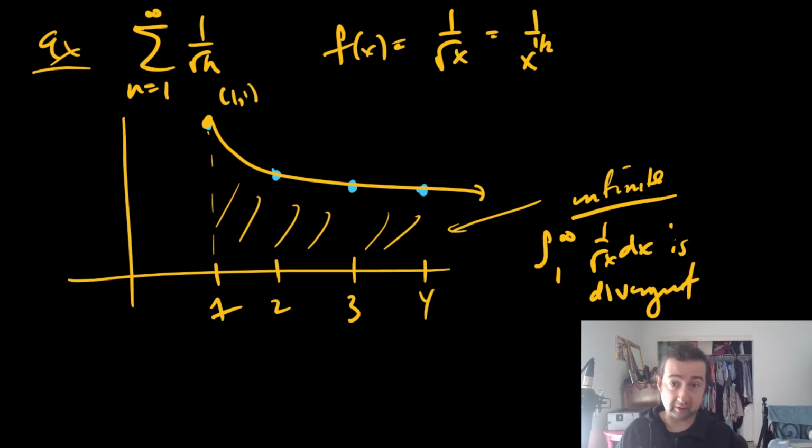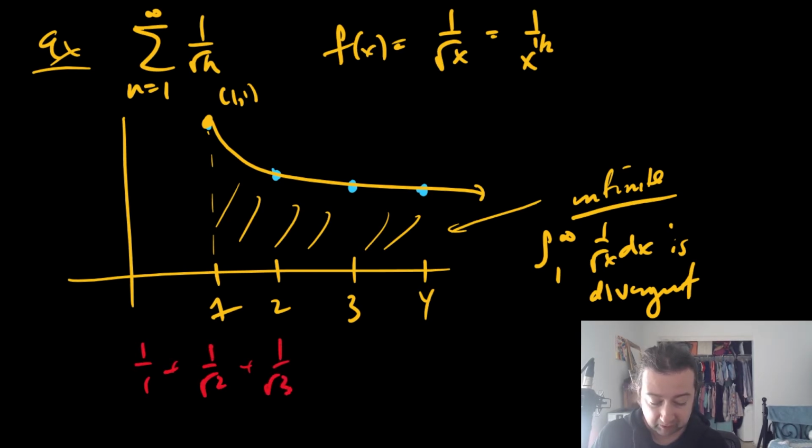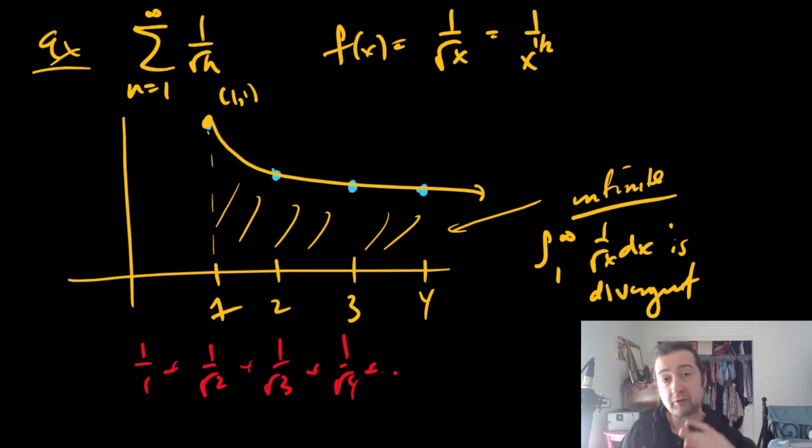That's not an integral that exists. So if we could show that the series 1 over 1 plus 1 over root 2 plus 1 over root 3 plus 1 over root 4 could be thought of as a bunch of rectangles whose area is bigger than the area contained under the function 1 over root x, then the fact that this is infinite would force that to be infinite as well.